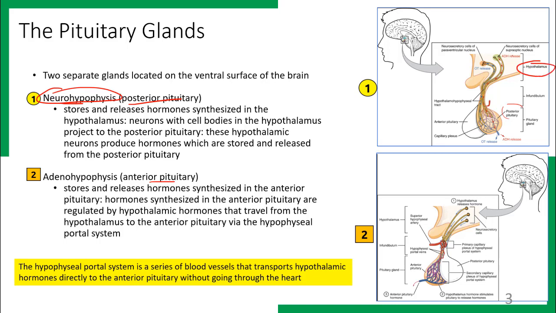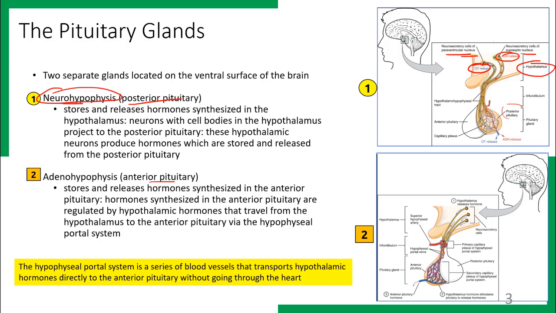So you look over here, there are a couple of nuclei. Remember, a nucleus in the central nervous system is a collection of cell bodies. The neurosecretory cells of these two different nuclei produce the hormones. The neurosecretory cells of the paraventricular nucleus produce the hormone oxytocin, and the neurosecretory cells of the supraoptic nucleus produce antidiuretic hormone.